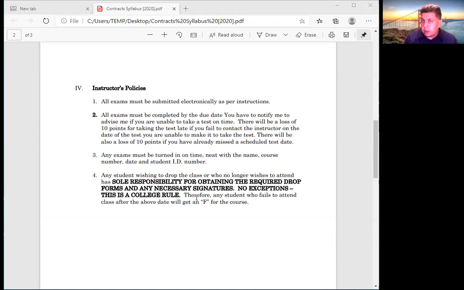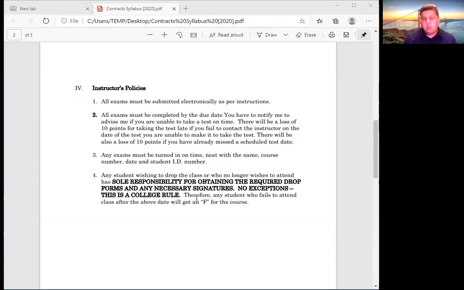I do reserve the right that if you turn it in late, I will accept it, but I'll dock you points on it. I'll deduct the points. If, however, there is something catastrophic that happens in your life, I understand. Please reach out to me and we'll work it out. Like I said, communication is good, and we can figure out that issue.